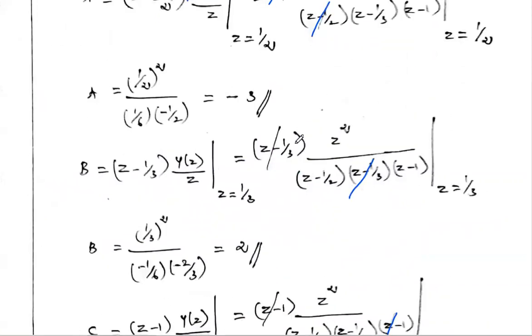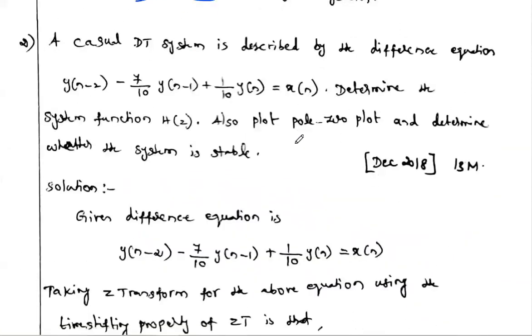Okay, so the second problem. You see, it's a December 2018 question, a 13 mark question. You see the question: a causal discrete time system is described by the difference equation y of n minus 7 by 10 y of n minus 1 plus 1 by 10 y of n is equal to x of n. Determine the system function H of z.